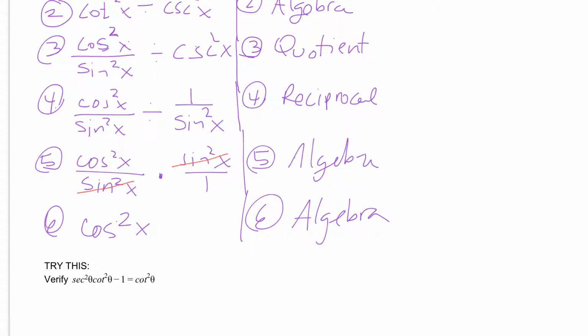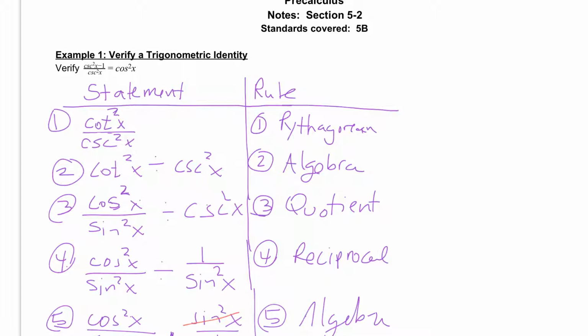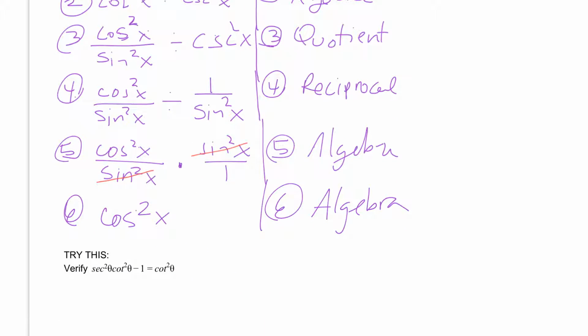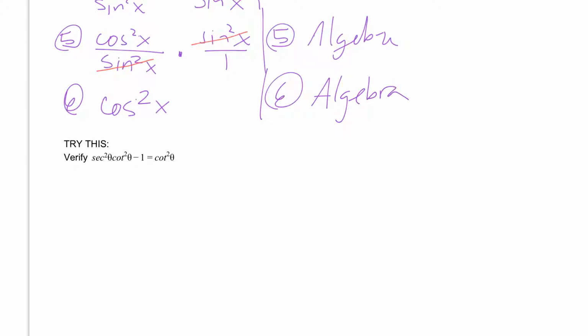And so what I've done is I've proved that cosecant squared x minus 1 over cosecant squared x is indeed cosine squared x, which is what I ended up with down here. The nice thing about verifications versus simplifying is that you know what you need to get to. So you know when you're done. As soon as that left-hand side and the right-hand side are the same, you know you've done it correctly. Next, I'd like you to pause the video and go ahead and do the try this. Again, if you need help on it, let me know. So pause it now, unpause it when you're ready to check your answer.